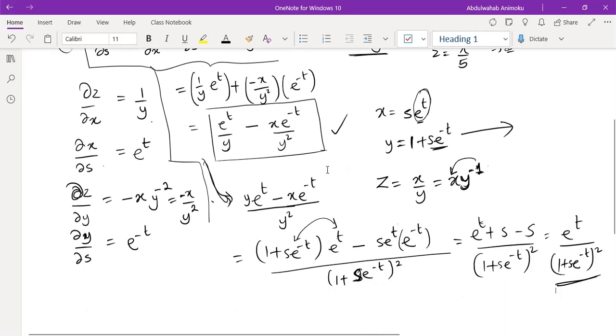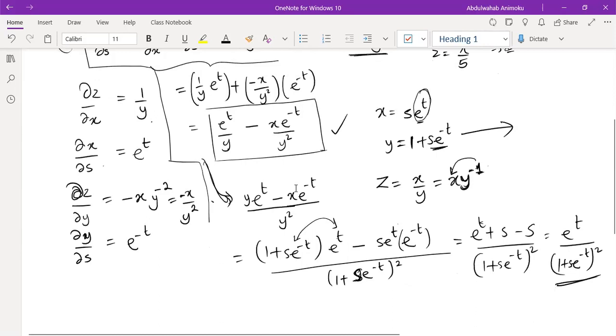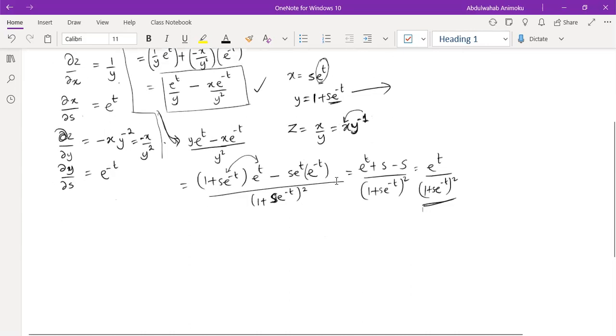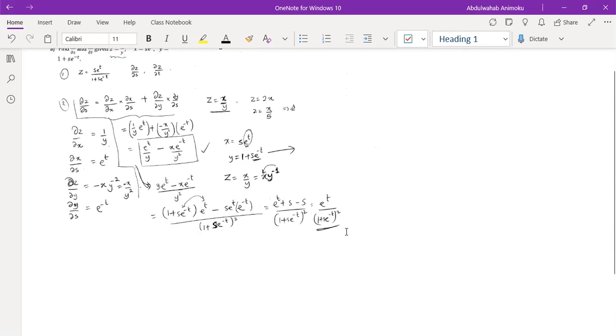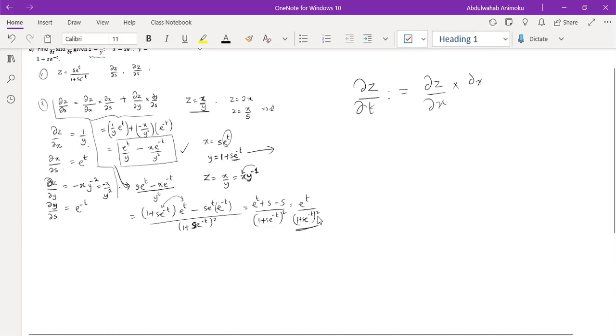Okay. Now, we are done with respect to s, and now let's move to with respect to t. So let's move to this side. Now we're going to look at del z del t. Okay, so it's the same process. It's going to be del z del x times dx dt, plus del z del y times del y del t. It's just the same process that we just followed.